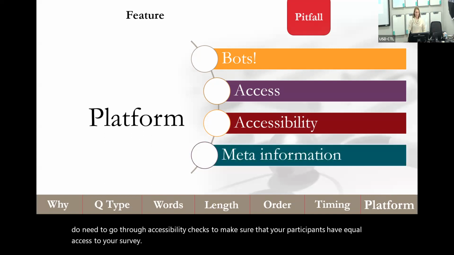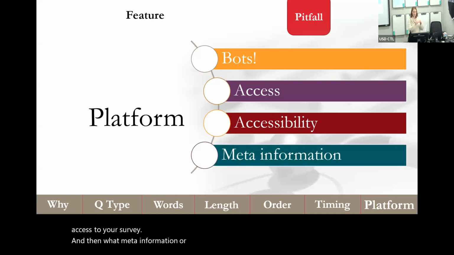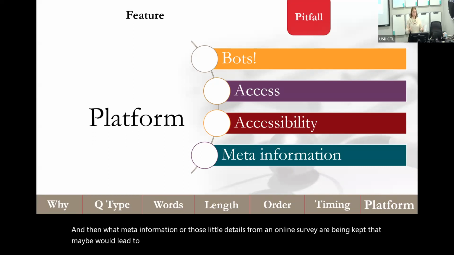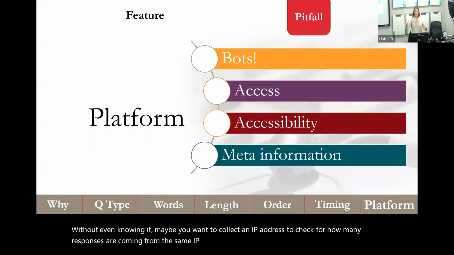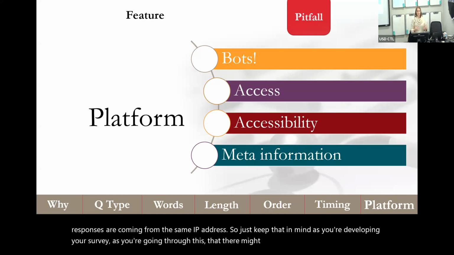And then what meta information, or those little details from an online survey, are being kept that maybe would lead to privacy issues? So are you collecting an IP address without even knowing it? Maybe you want to collect an IP address to check for how many responses are coming from the same IP address. So just keep that in mind as you're developing your survey, that there might be a lot of data that's kept that you didn't even know was there to begin with.